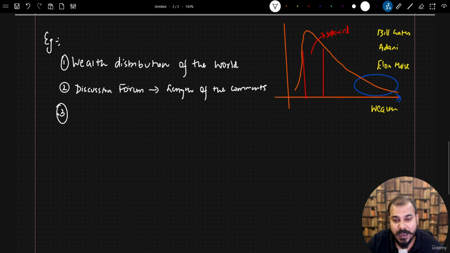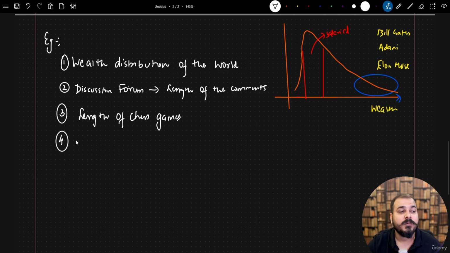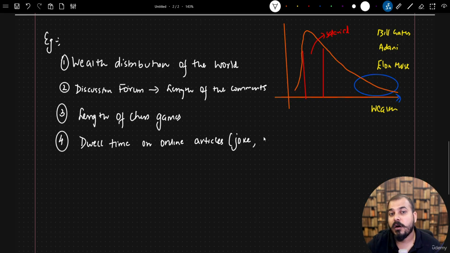Some more examples: the length of chess games also follows a log normal distribution. Another example is dwell time, which means the time that you spend on online articles like jokes or news. This also follows a very good log normal distribution. So here are some examples. Most data sets of this type usually follow a log normal distribution.